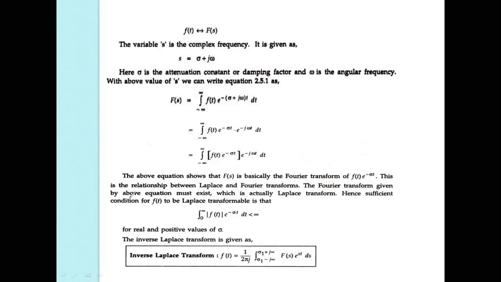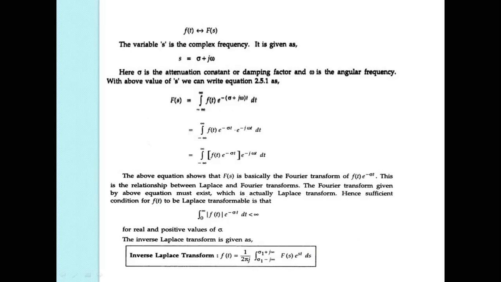The Fourier transform given by the above equation must exist, which is actually the Laplace transform. Hence, a sufficient condition for f of t to have a Laplace transform is that the integral is definitely less than infinity, for real and positive values of sigma. Got it, my students?